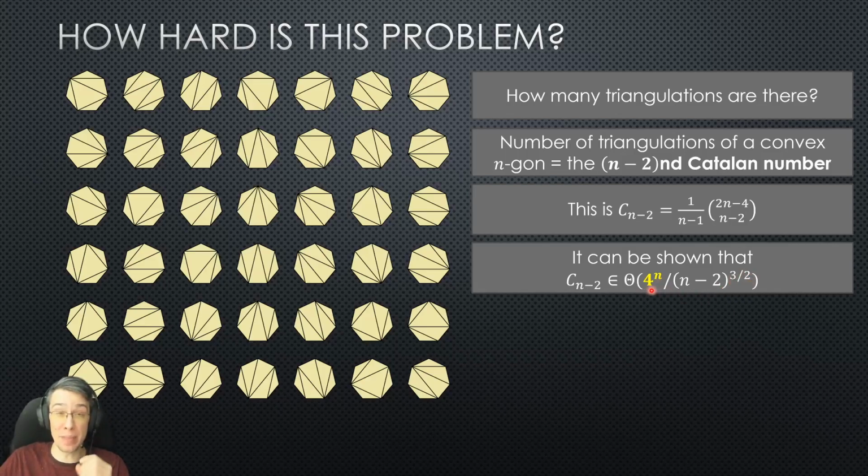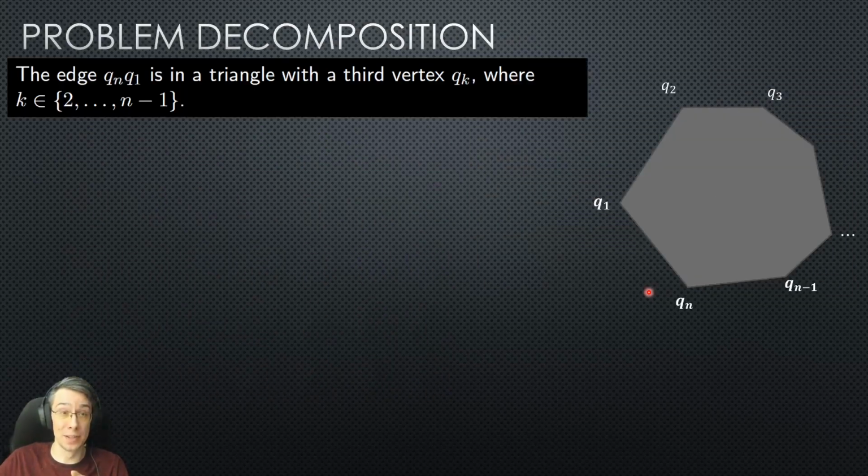So this is exponential in n, certainly, right? So this is extremely large. For a 100-gon, a polygon with 100 points, you're talking runtime that's along the lines of the number of particles in the known universe. So we really don't want to try all the triangulations. That would be incredibly slow, so we're going to have to do something more intelligent.